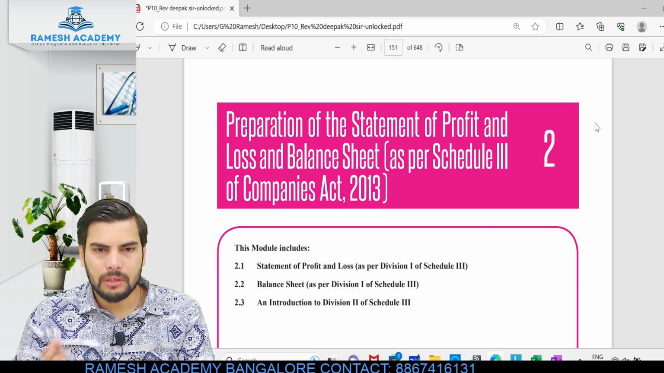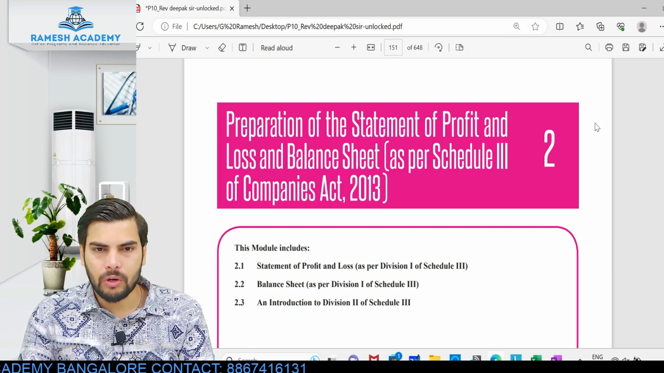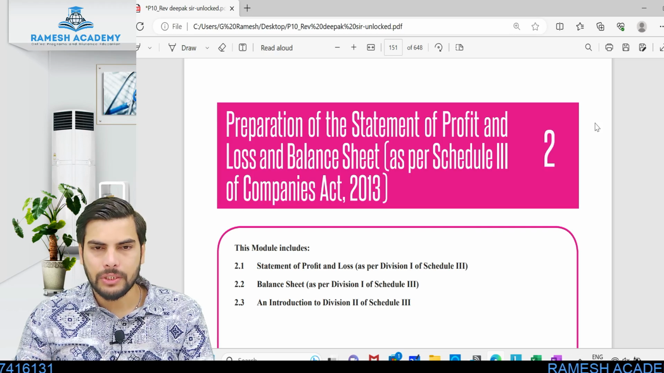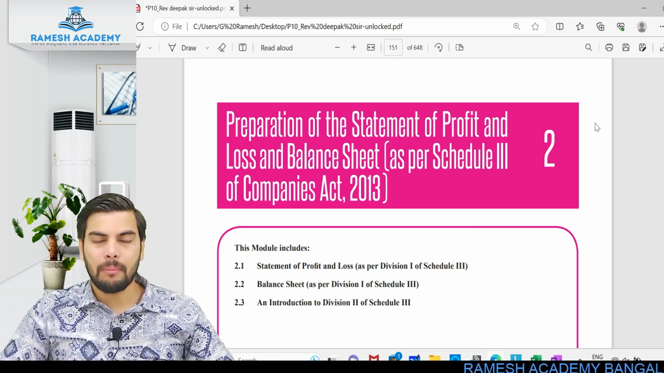If you remember the initial class, I gave you the difference between financial result and financial position, right? So which statement do we prepare in order to ascertain the financial result? You can call it financial result or financial performance. It would be the profit and loss account. And in order to ascertain the financial position, the statement we'll be preparing would be the balance sheet. Clear? So here we'll be learning how exactly the companies would be preparing these.